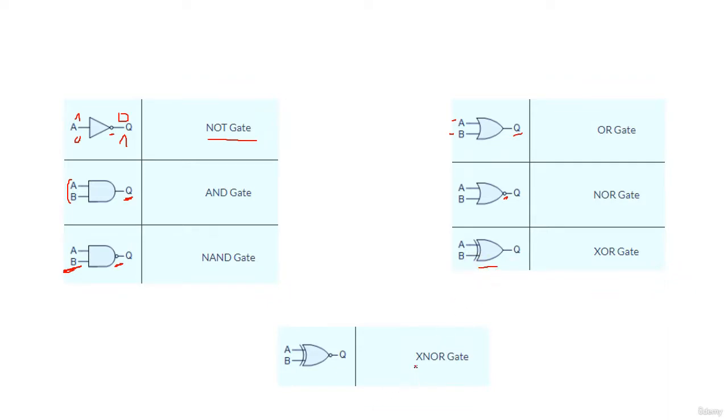And over here we have the XNOR gate. Why? Because we have the not circle here. So we have A, B, and we have the output. So we have the NOT gate, AND gate, NAND gate, OR gate, NOR gate, XOR gate, and the XNOR gate. Let's go right now to the next slide.